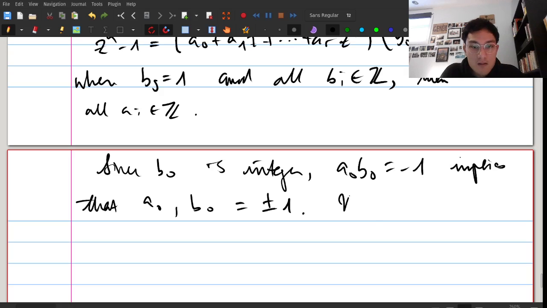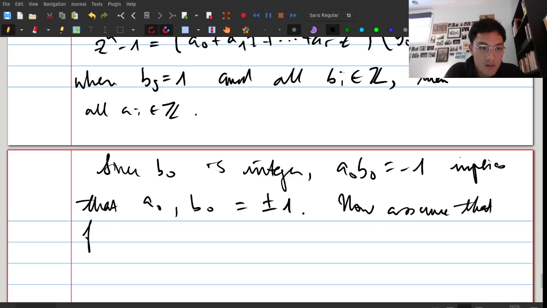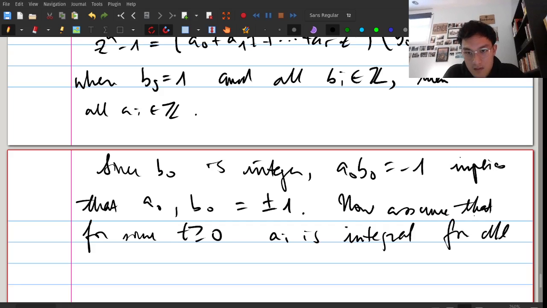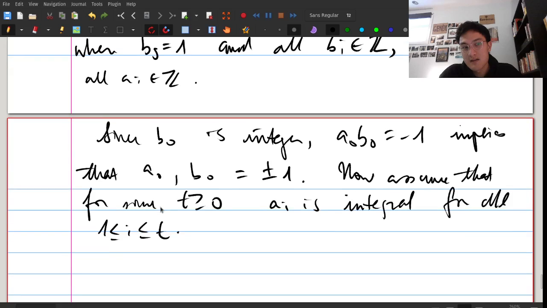Okay, now assume that for some t greater than or equal to 0, ai is integral for all 0 less than or equal to i less than t. Okay, we're going by induction. We just did the base case. Yeah, sorry, I guess this should be a 0. We're really going to do this properly. Then we want to do it for t plus 1, right?